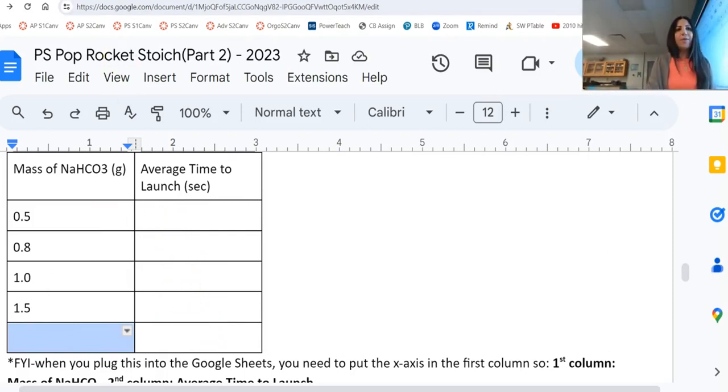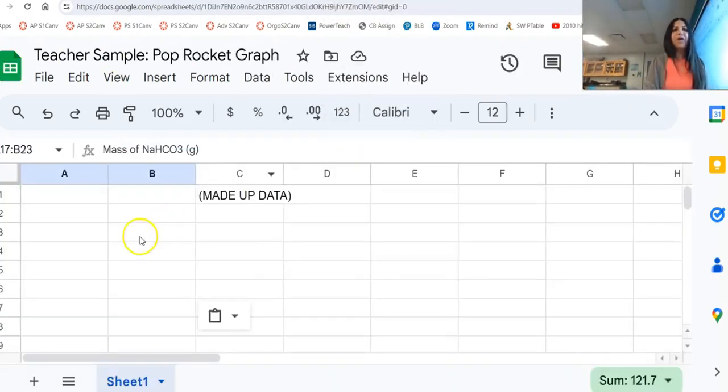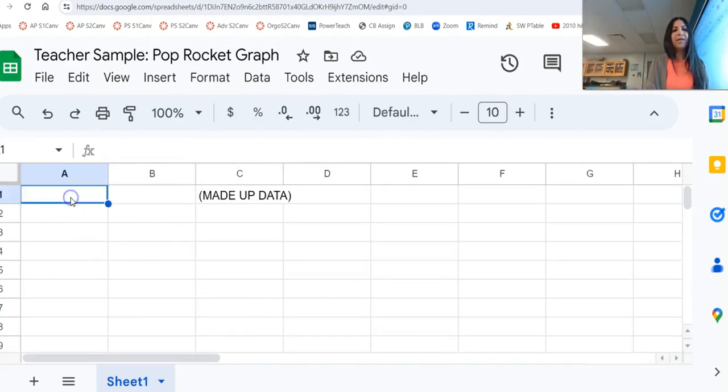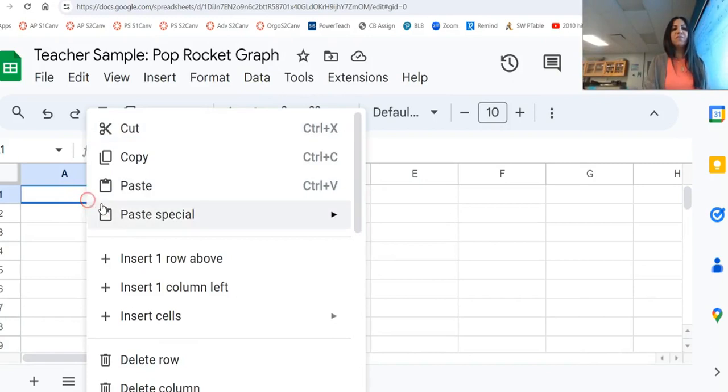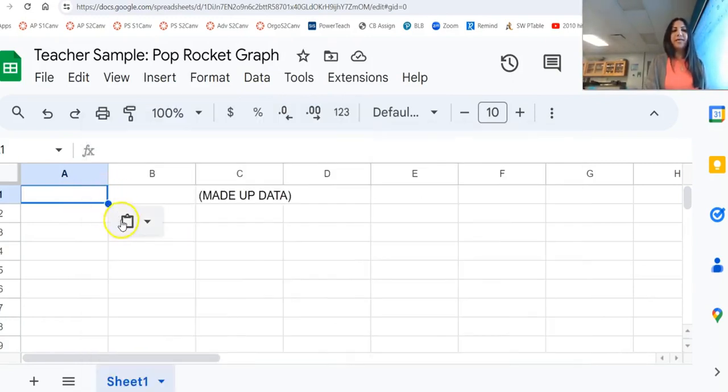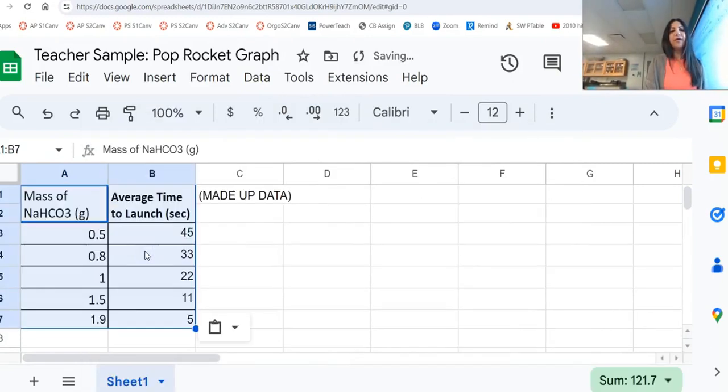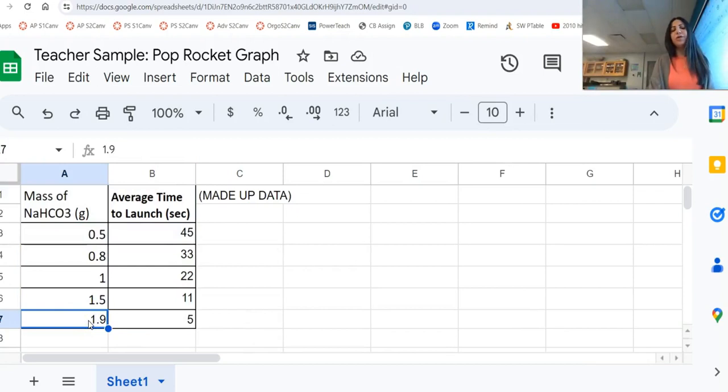Okay, so I'm going to come right over to my graph here, and I'm going to paste in my data. I've made up some data, so I'm just going to Control V and paste in my data here. Okay, so there's my data. And now I have my set, and my choice was a 1.9, and it launched at about 5 seconds. Again, I made this up. I just randomly threw in some numbers.